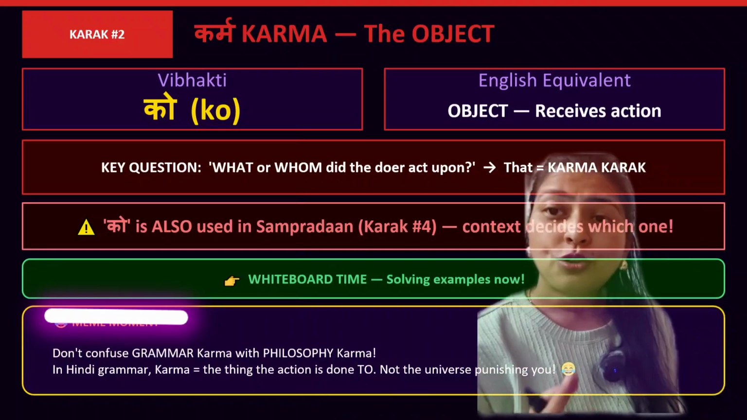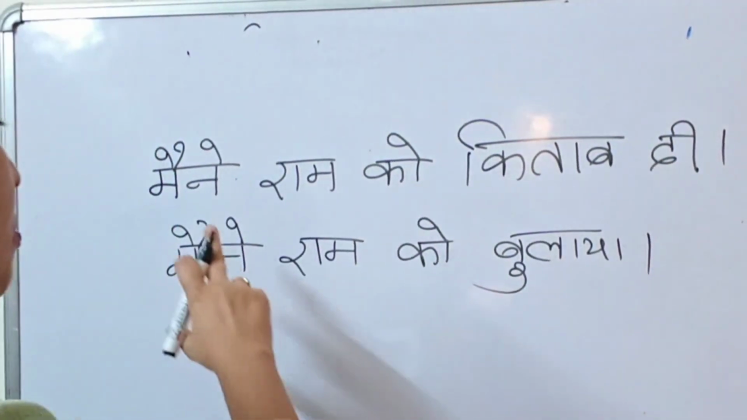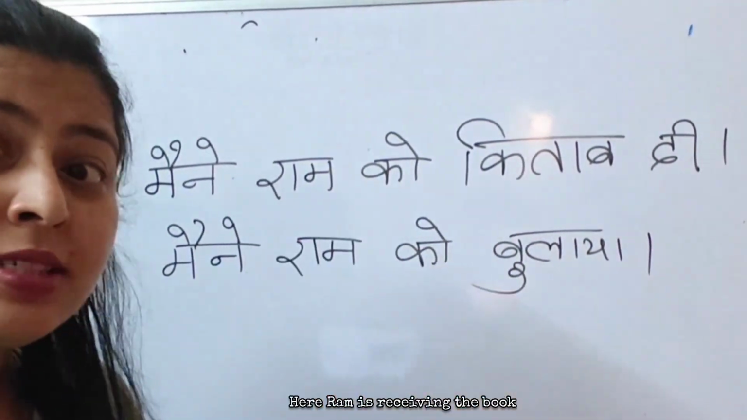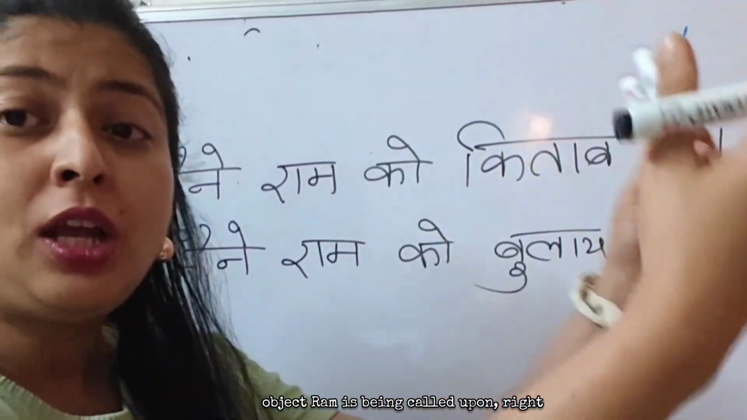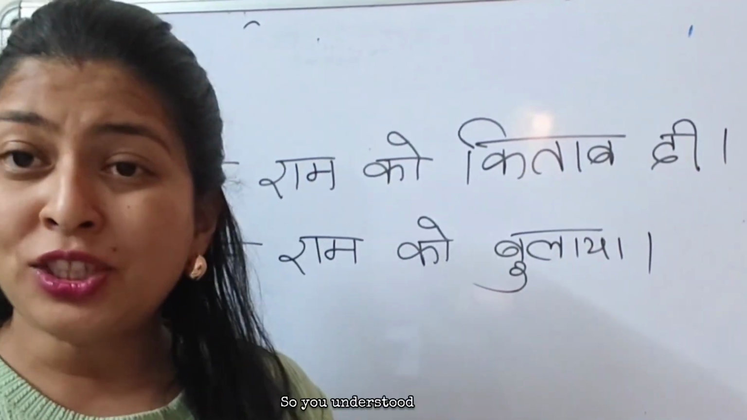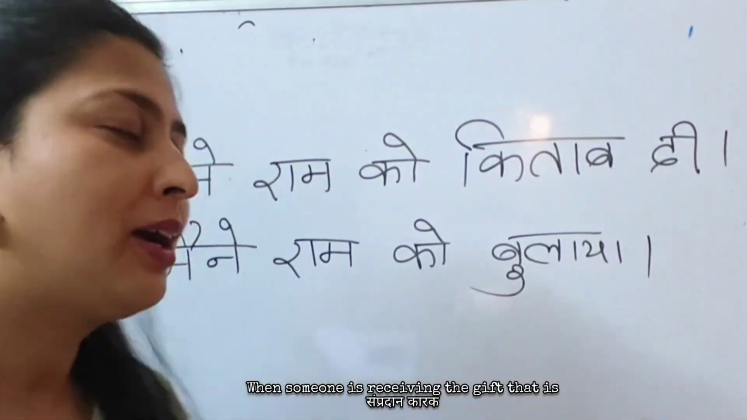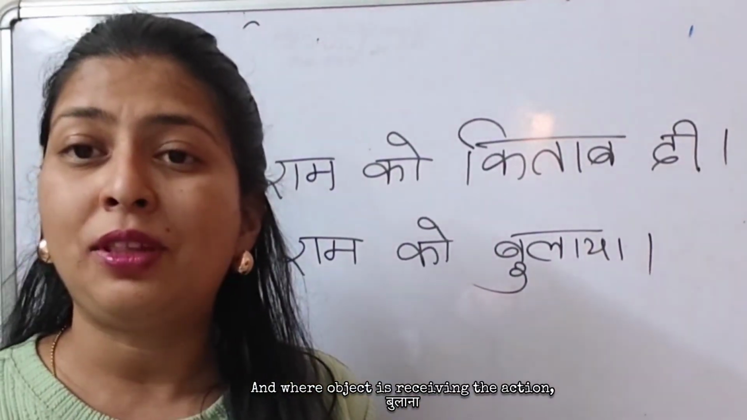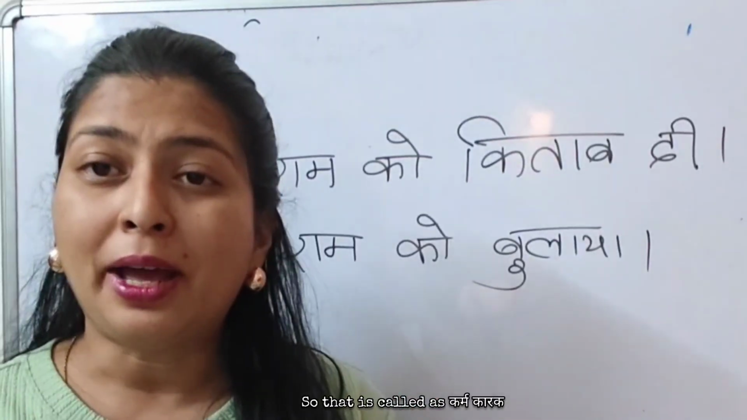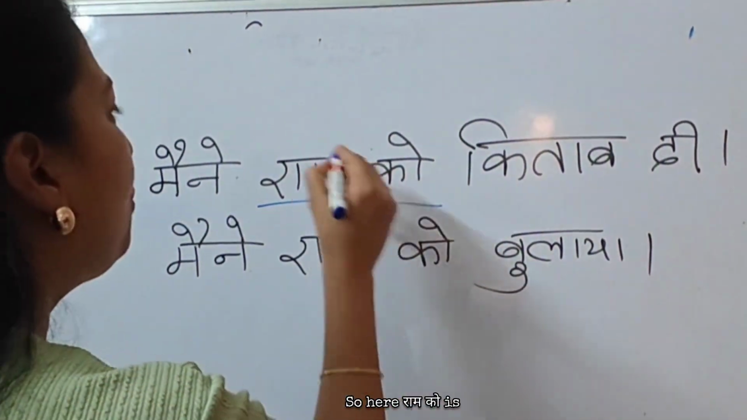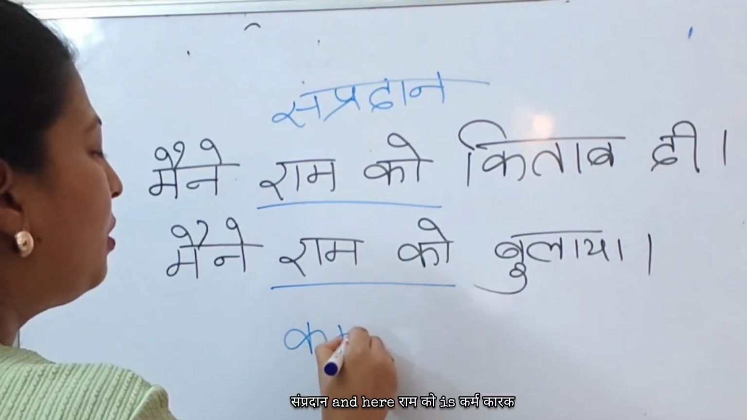Let's take the example. Check this question. मैंने राम को किताब दी. The board exam trick question. मैंने राम को किताब दी. Here Ram is receiving the book. While here मैंने राम को बुलाया. Here the object Ram is being called upon. Right? So you understood the difference? When someone is receiving the gift, that is Sampradan Karak. And where the object is receiving the action, bulana, whom I have called, Ram, that is called Karm Karak. So here Ram ko is Sampradan and here Ram ko is Karm Karak.